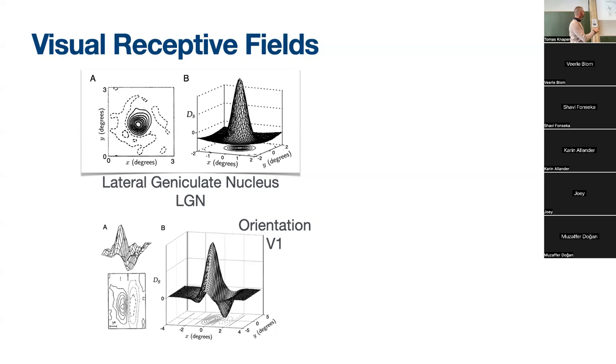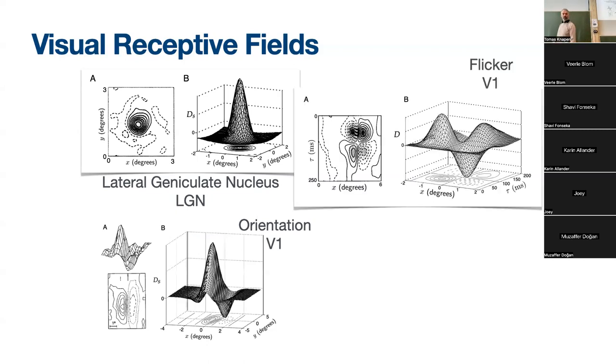And then as you move to V1, we start to see these cells that have a specific orientation that they like. There are beautiful models on how you can go from this to this by some way of pooling. You can also start to take time into account. This cell likes a specific frequency of flickering, because here we have time. It likes things to reverse from bright to dark and from dark to bright within something like 150 milliseconds or so. So this responds maximally whenever something oscillates at 7 hertz on a screen.